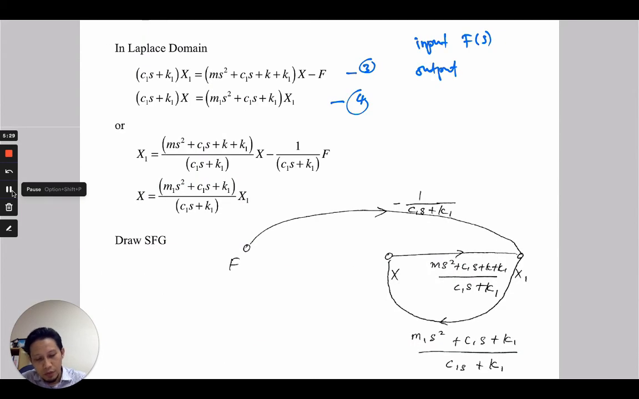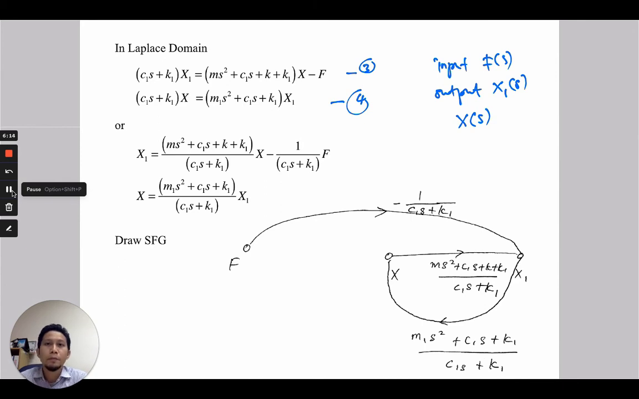So this is our output. Output here is actually x1. Basically, these things are not coming out on my screen, so let me erase first. Okay, so we have input Fs, and we have output x1s.